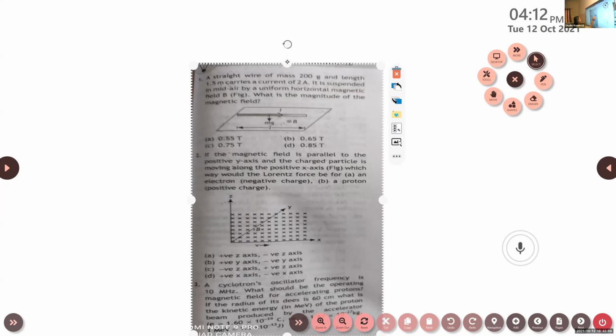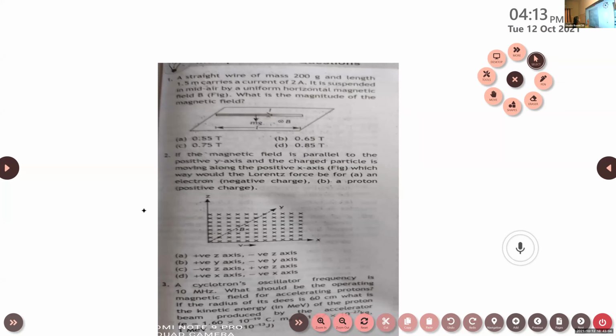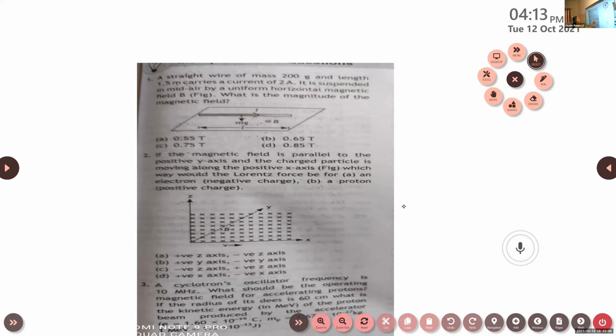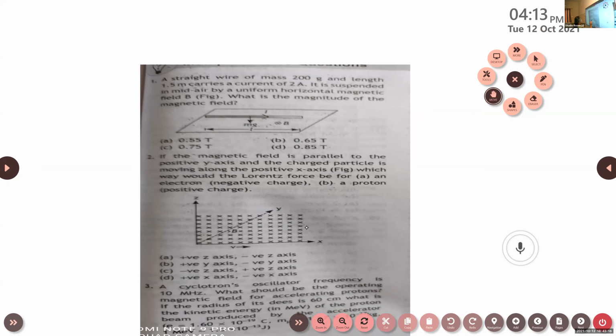I think it is not clear, right? Is it clear, students? I think it's a blurred image, right? No. Okay.